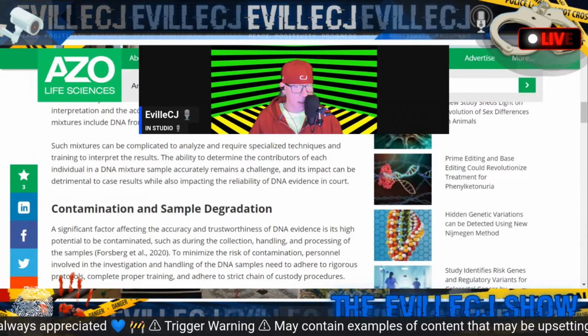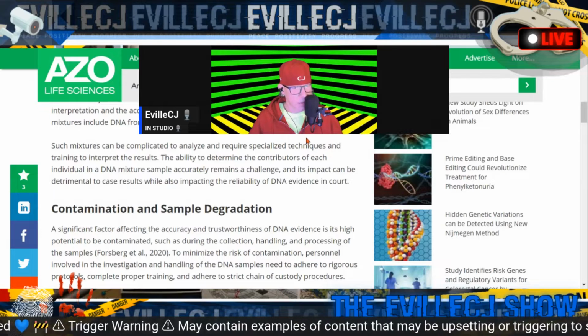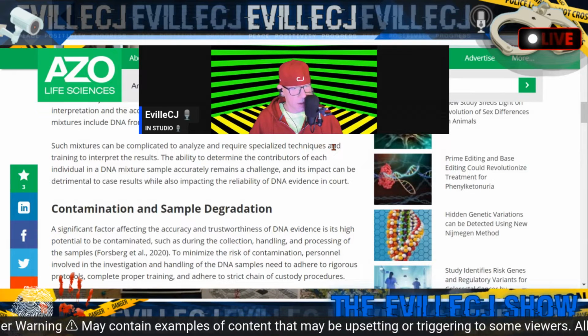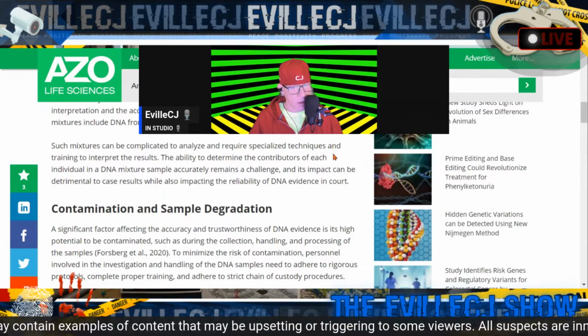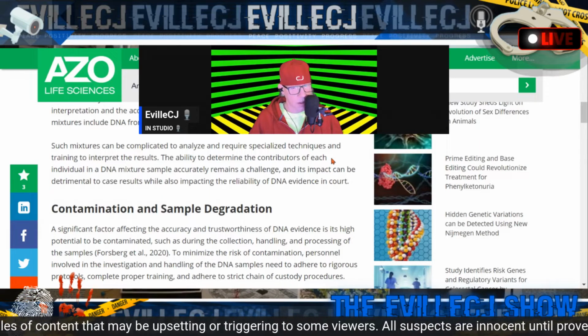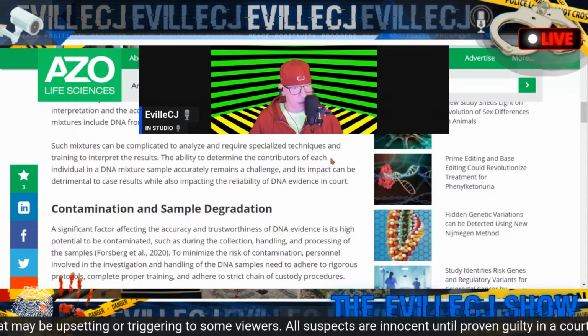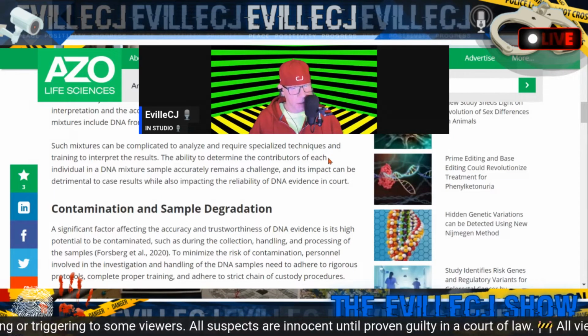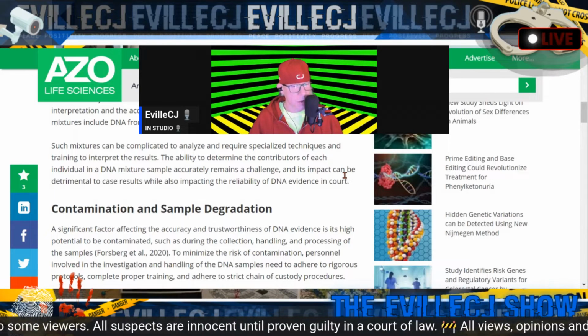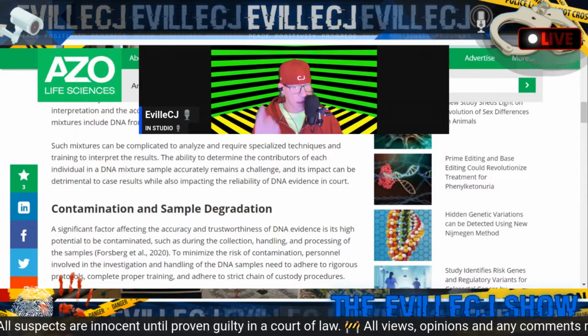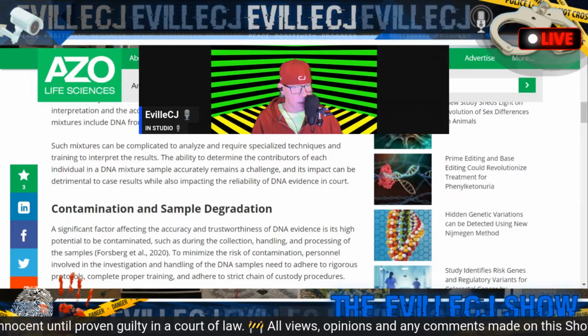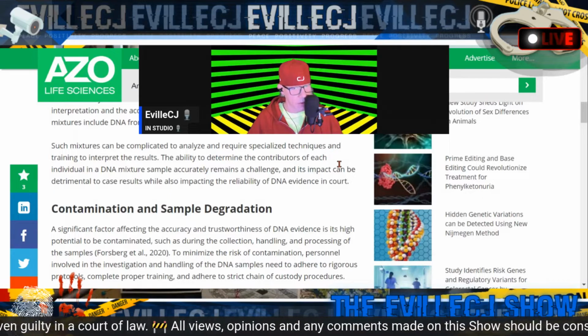Contamination and sample degradation. A significant factor affecting the accuracy and trustworthiness of DNA evidence is its high potential to be contaminated, such as during the collection, the handling, and processing of the samples.